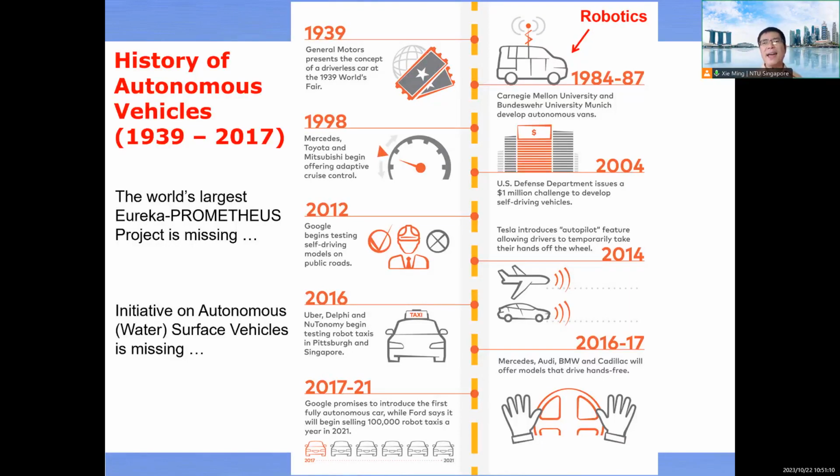And then almost more than 10 years later, the industry started to show their interest in the development of autonomous vehicle. For example, in year 1998, Mercedes-Benz, Toyota, Mitsubishi, etc. started to venture into the development of autonomous vehicle.